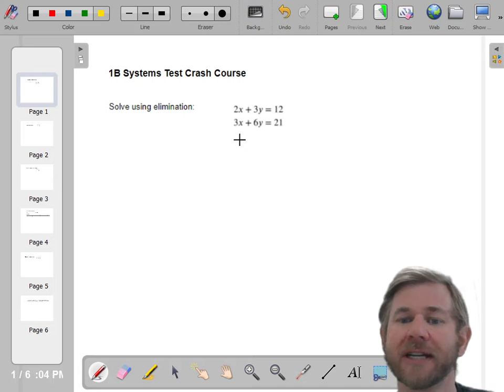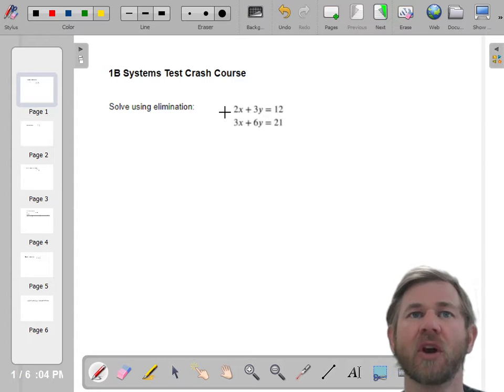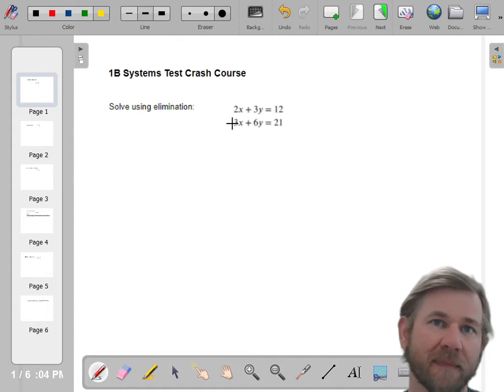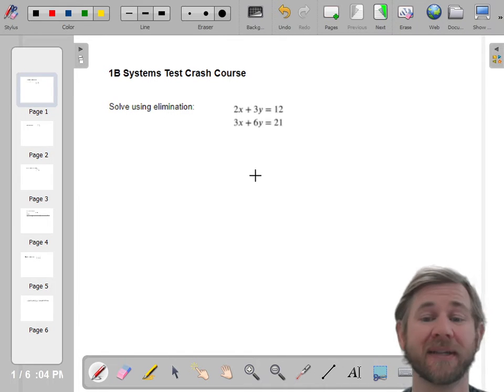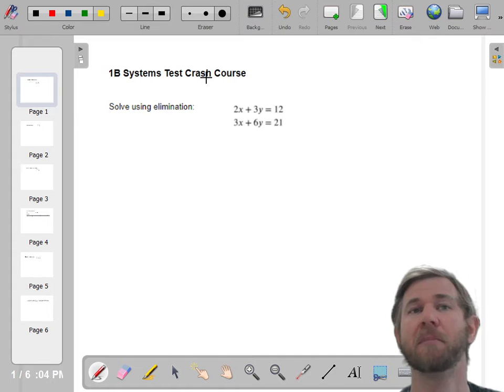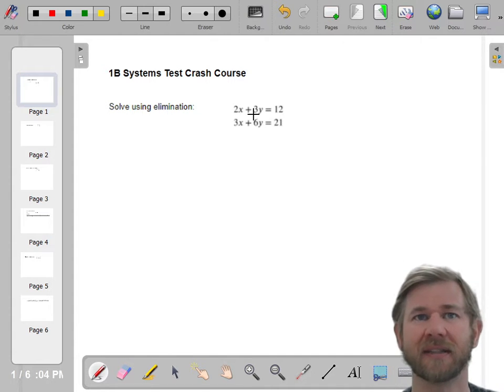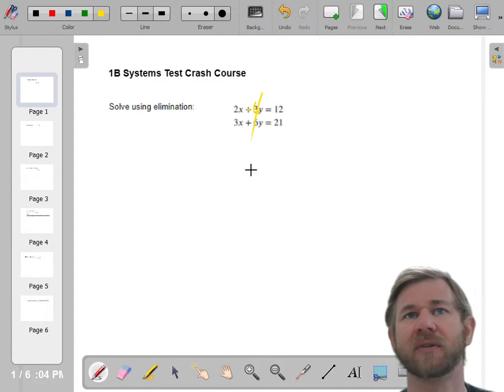What I'm going to do is look to see, like, does 2 go into 3? Can you multiply 2 by something to get 3? And I'm like, no. How about 3? Can you multiply 3 by something to get 6? Yes. But I really want it to be negative 6. If this was negative 6, then those would cancel. So what I'm going to do is multiply by negative 2.